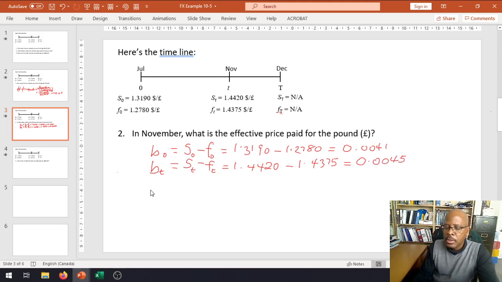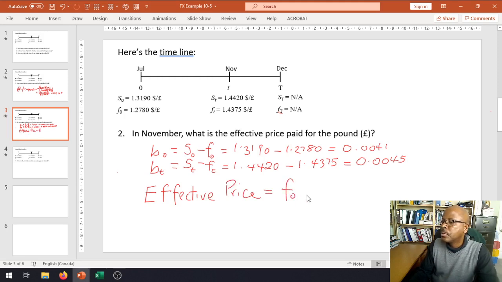And we know what the formula is. Whether it's a long hedge or a short hedge, the effective price has the same sort of formula. Still, we know that since you're going to be buying pound sterling in the future, this is a long hedge. And so it's still the same formula. The effective price is equal to, this is the formula, F0 plus BT. And we know, of course, that this is a long hedge.